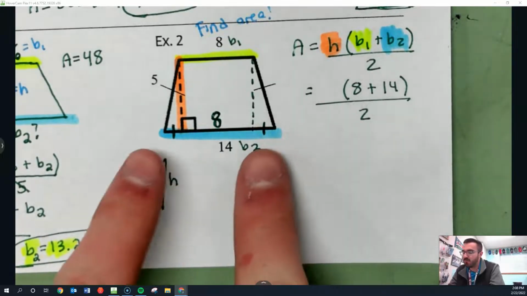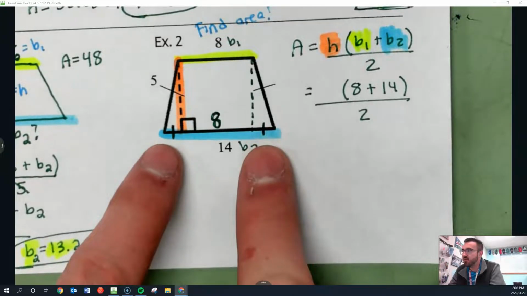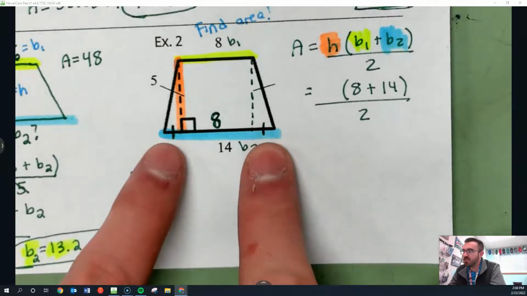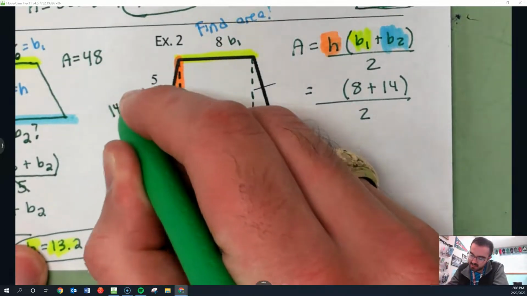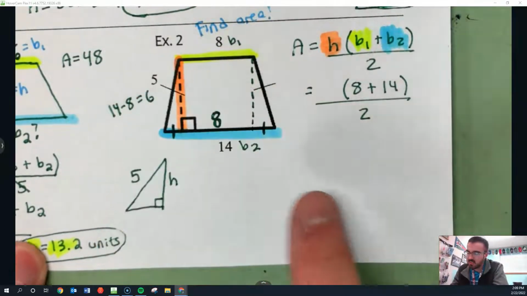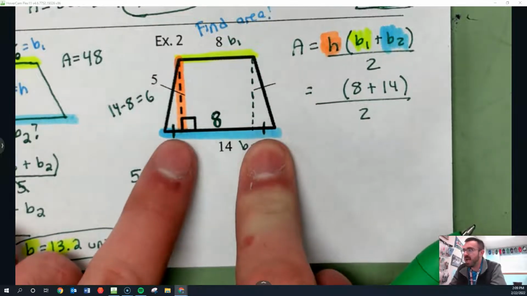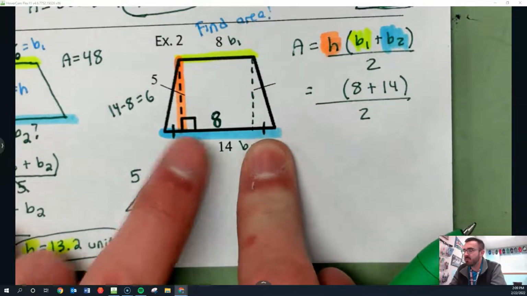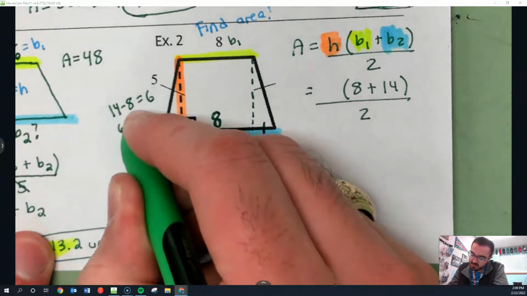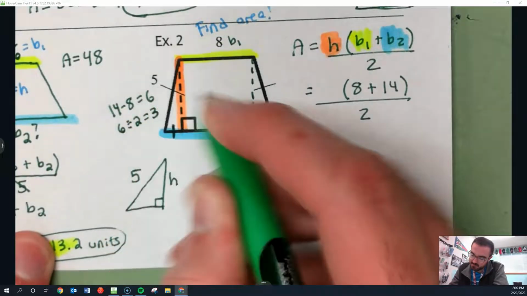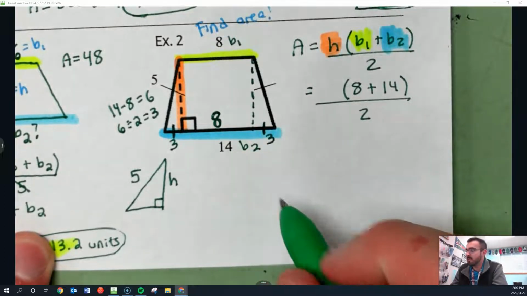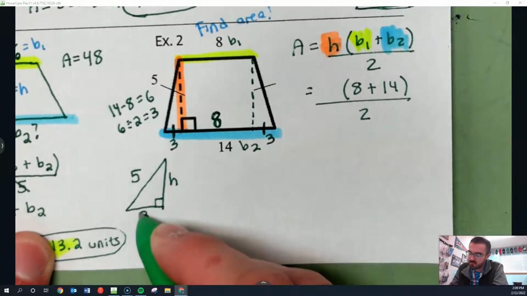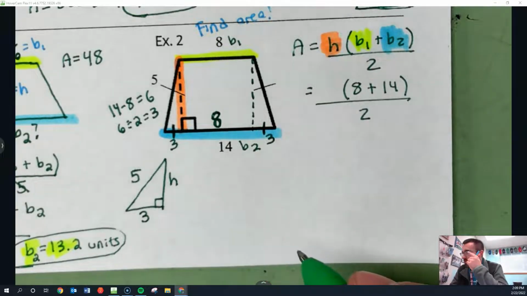Okay, let's talk about how we would find these two parts. These two parts have to add up to 14 minus 8. So 14 minus 8 equals 6. That means these two parts have to add up to 6. 6 divided by 2 would be 3. So this part has to be 3, this part has to be 3. At this point we know that this side of that triangle is 3.